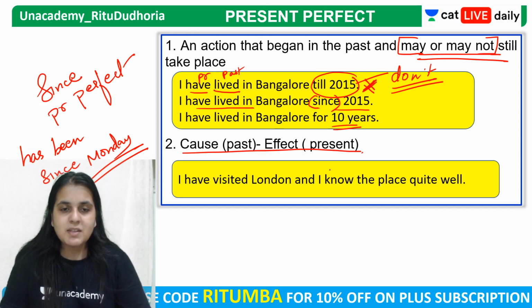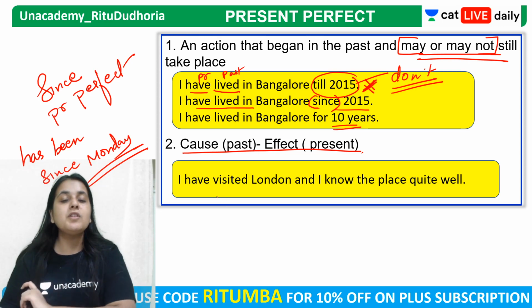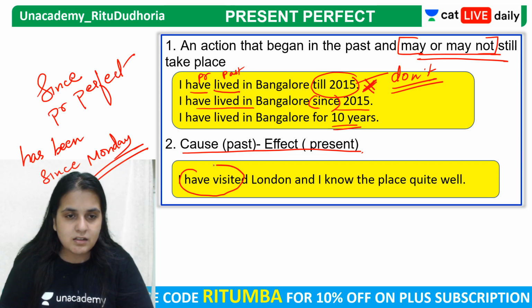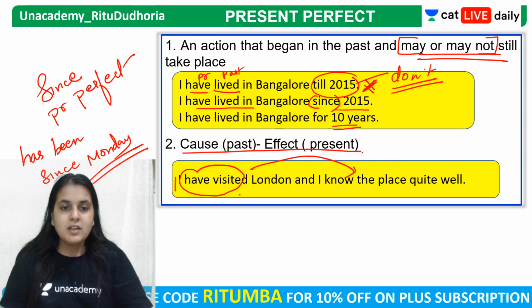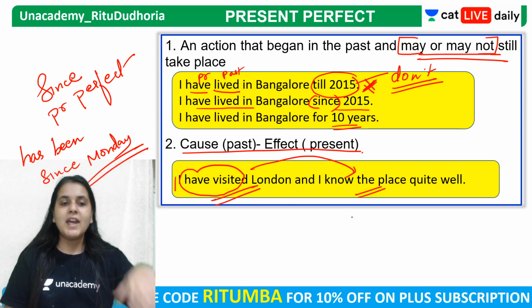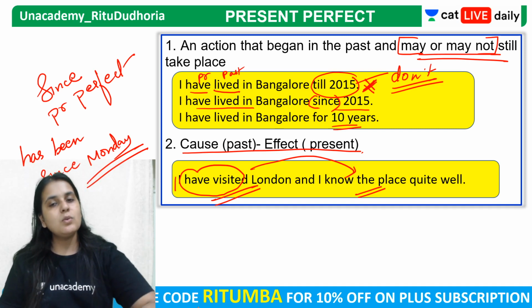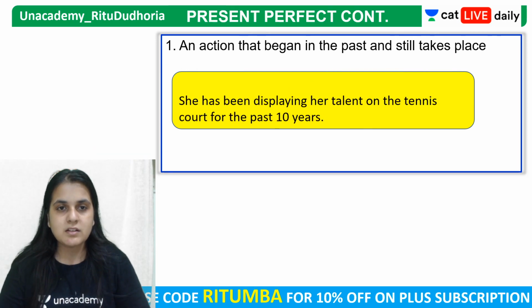Cause and effect. This is very important, guys. Remember the examples. In order to ace tenses, I want all of you to remember these examples. I have visited London. I have visited London in my past and I know the place quite well. So the cause is in the past, the effect is felt in the present. I have visited London. I know the place quite well. I have lived in Delhi. I know all the bus routes. Cause happened in the past, effect is felt in the present.